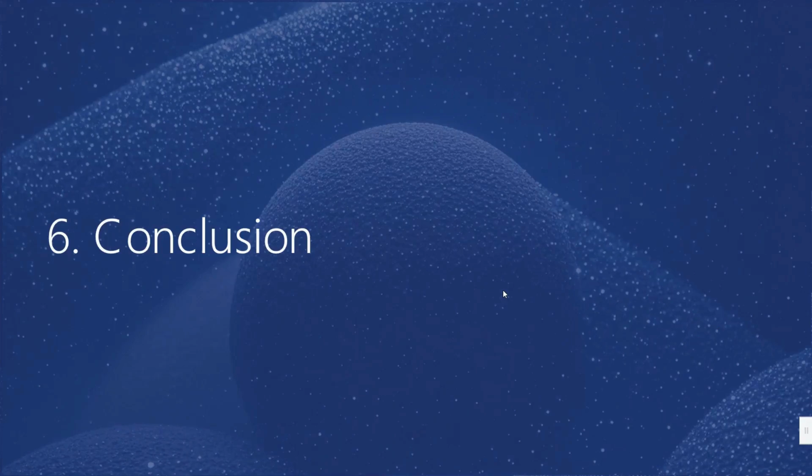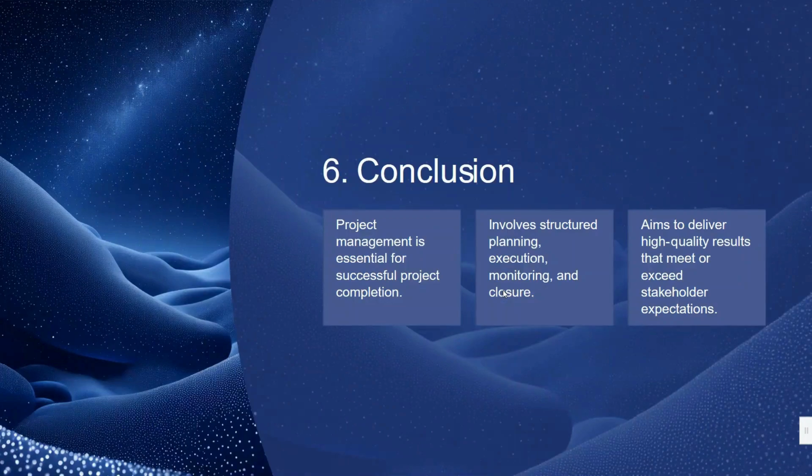The last we have conclusion. So here you can see project management is essential for successful project completion. So project management is essential for ensuring the successful completion of projects, whether they are small or large, or you can say simple or complex. So, through a structured approach involving proper planning, execution, monitoring, and closure or project closing, project managers can effectively manage the scope, resources, and risk to deliver high quality results that meet or exceed stakeholders' expectations.